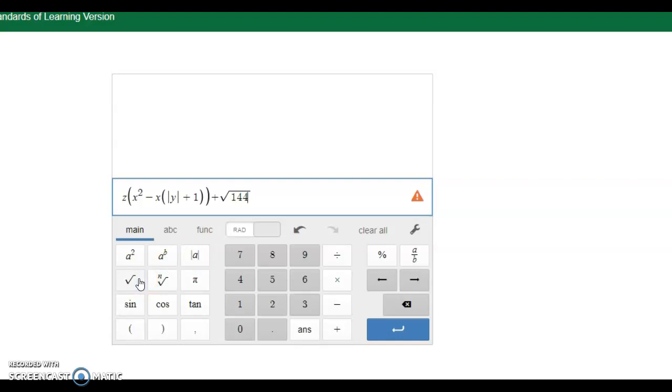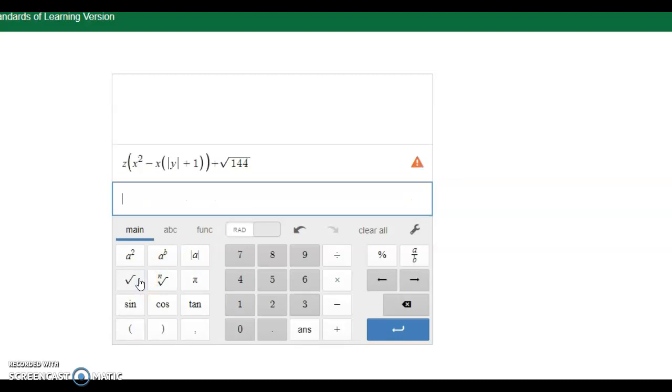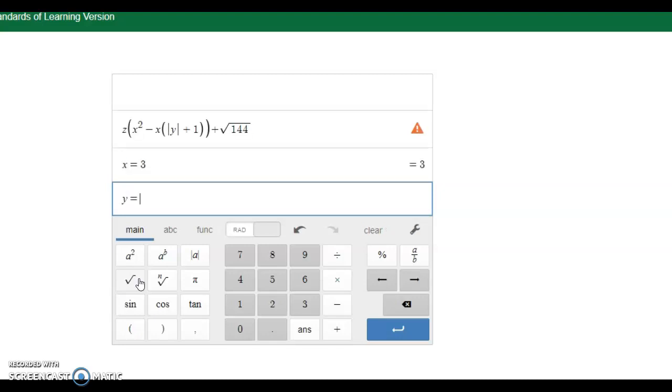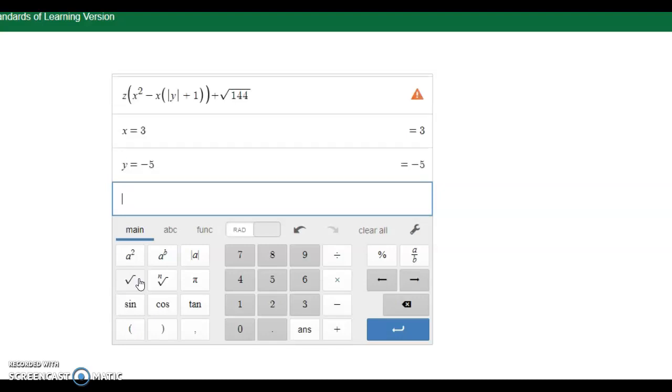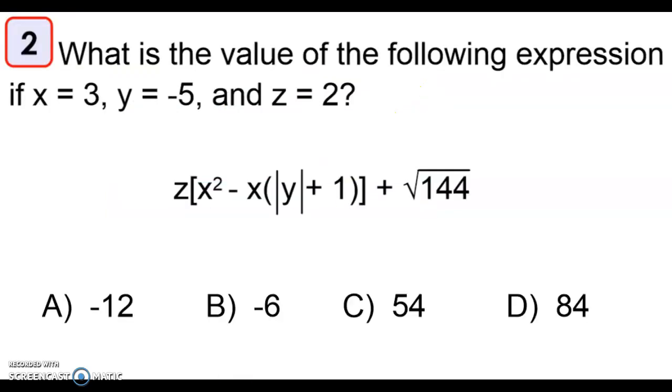So now I need to let Desmos identify what x, y, and z are. So it said that x equaled 3, y equaled -5, and z equaled 2. Up here, in the line where I wrote my expression, I noticed that my answer is -6. So if I go back to my answer choices, I can say that answer choice B is my answer.